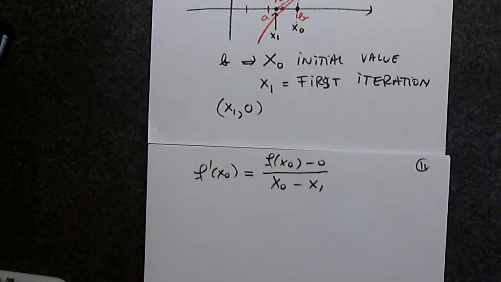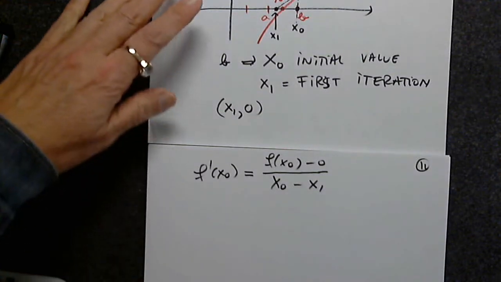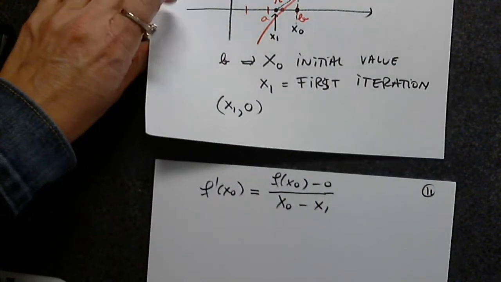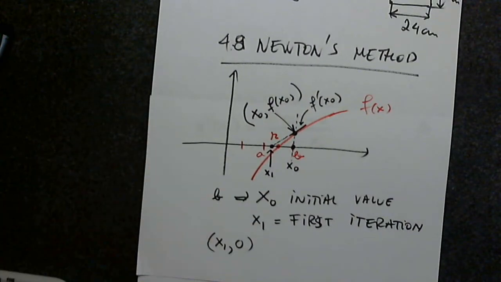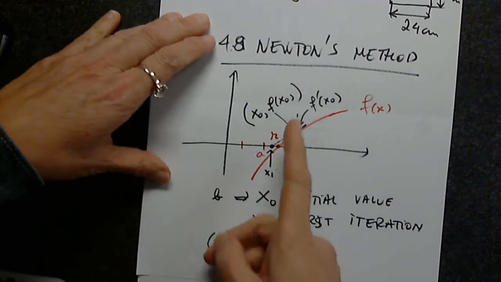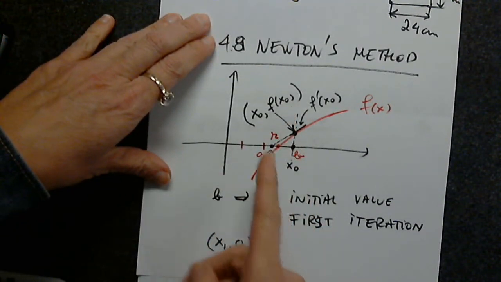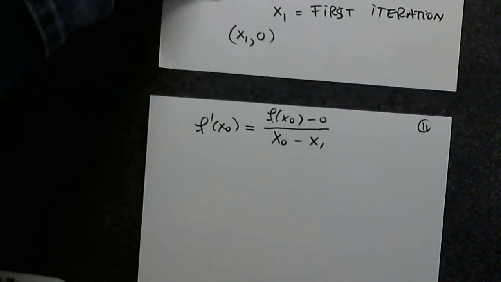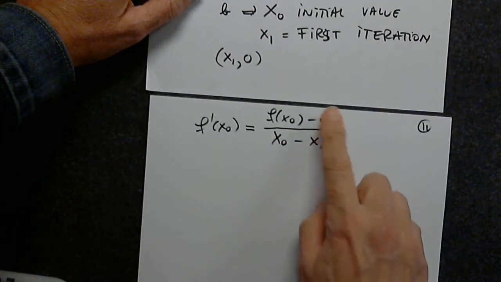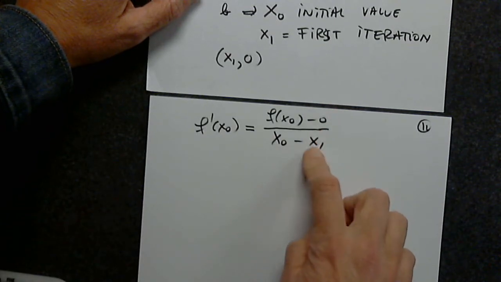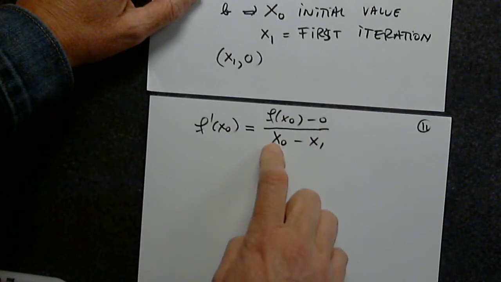Okay, let's stop for a moment and go back and summarize what we did before we continue. So f of x0 minus 0 over x0 minus x1. This has to come from this. These two have to come from the same point.